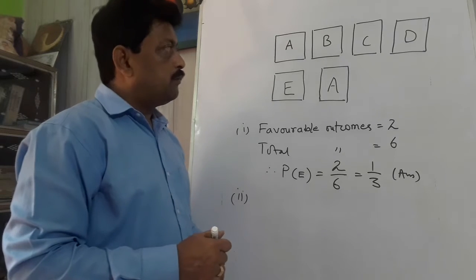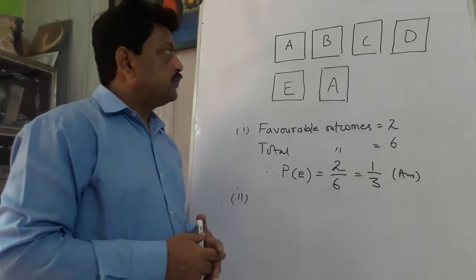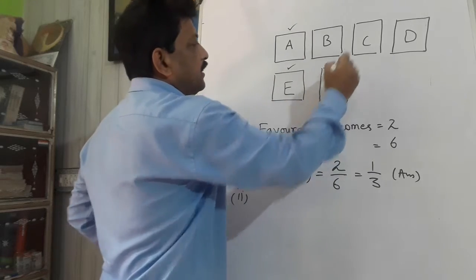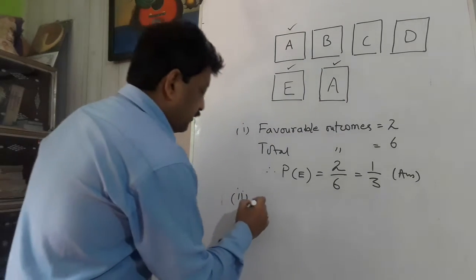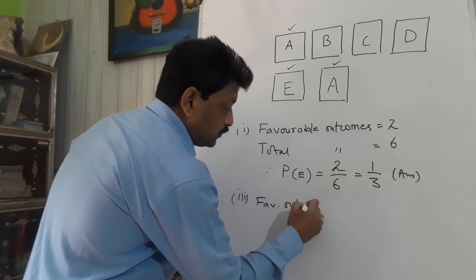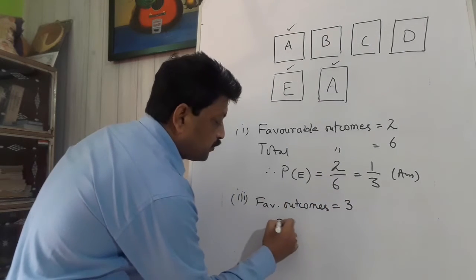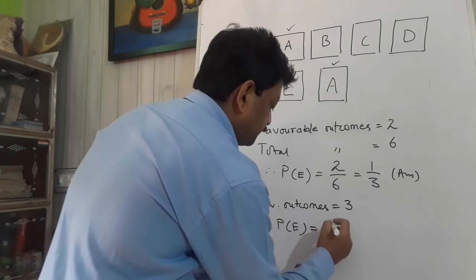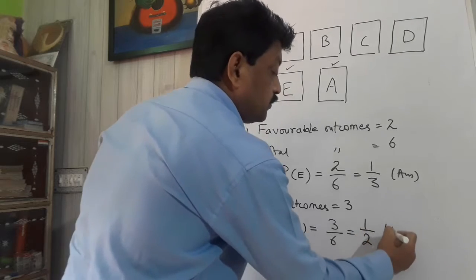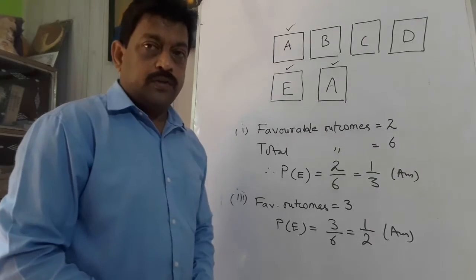Maybe the question will come also like what is the probability of getting a vowel? So how many vowels are there? See, A, E, A. There are 3 vowels. Therefore, in this case, the favorable outcomes equals 3 and total is 6. Therefore, P(E) is equal to 3 upon 6, that is 1 upon 2. This is the answer. Understood? Now, next question.